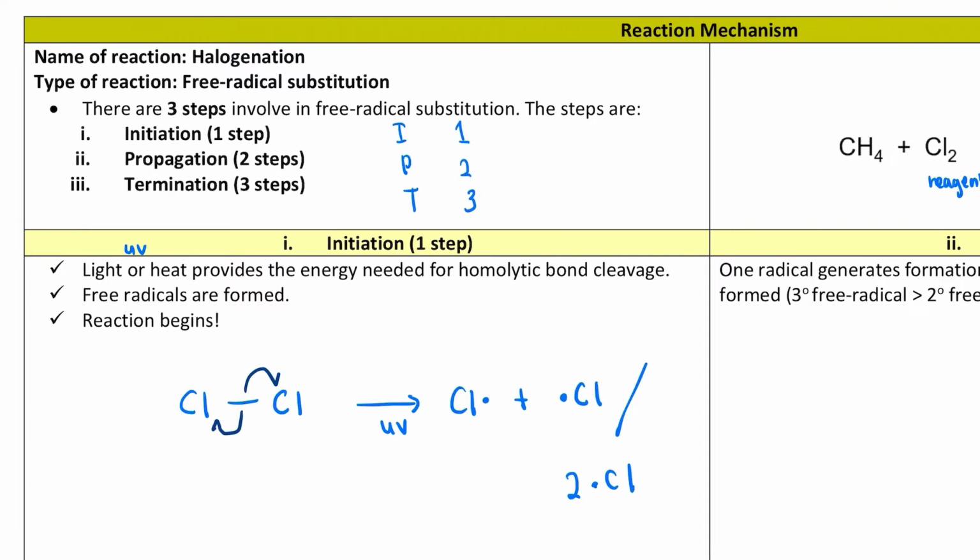Okay, so saya faham ada 2 chlorine radical dekat situ. So mana free radicalnya? Hopefully kamu boleh nampak. This is the free radicals. Free radical ni adalah elemen yang ada 1 elektron. Alright, so that is for the first step.